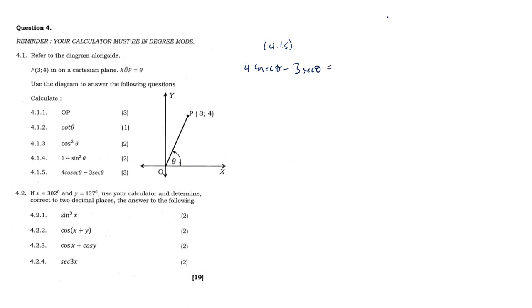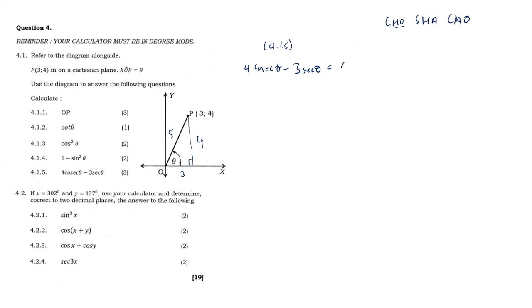Remember, cho, sha, cow, right? So this is cosecant, this is secant, okay? So here we are dealing with cosec. So cosec, it's hypotenuse over opposite. So yeah, it was 5. So remember, cosec, it's hypotenuse over opposite.